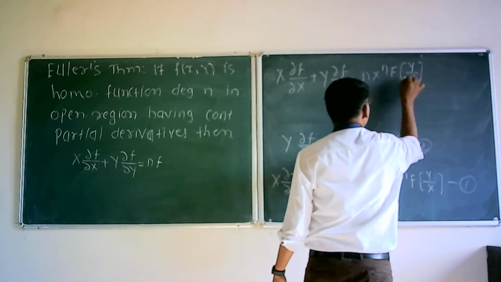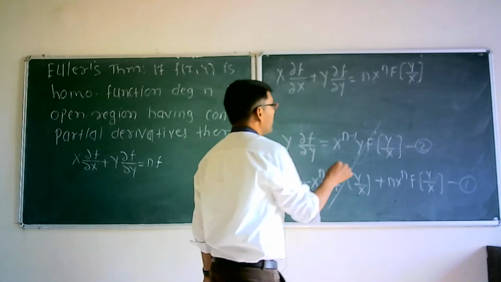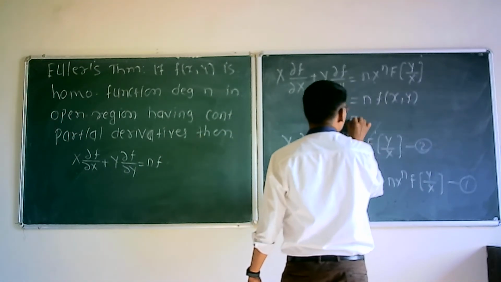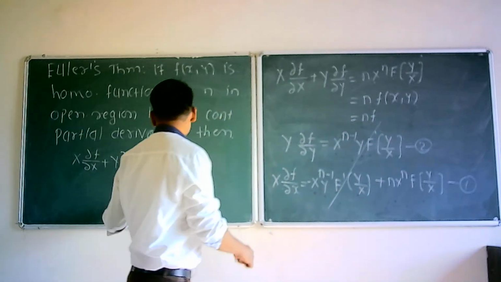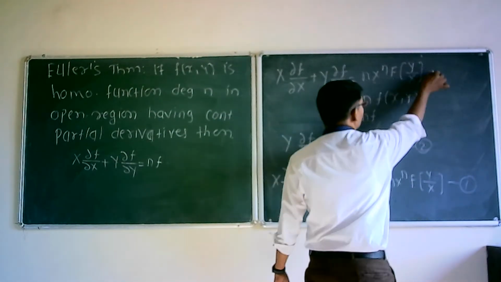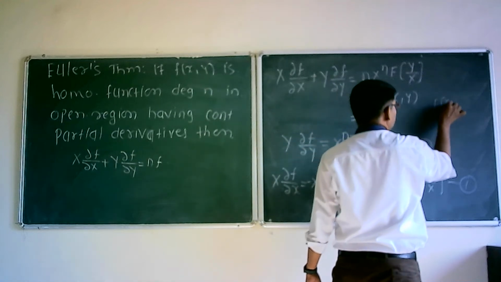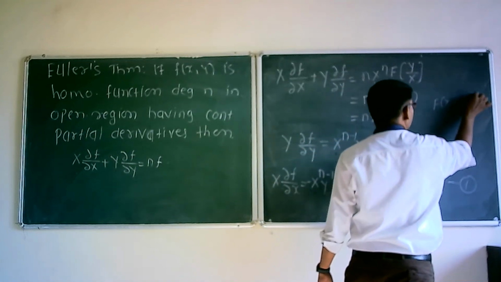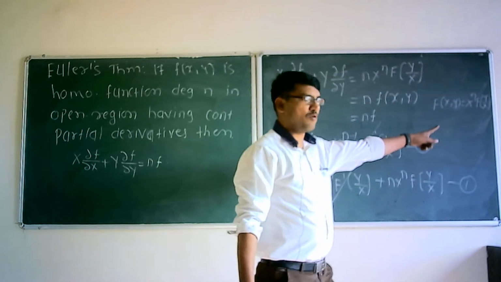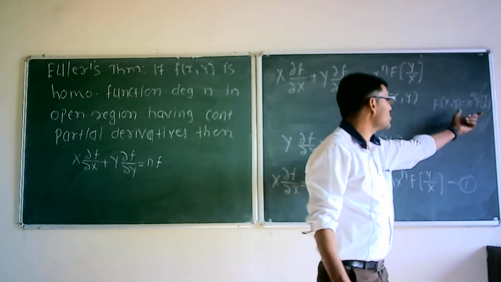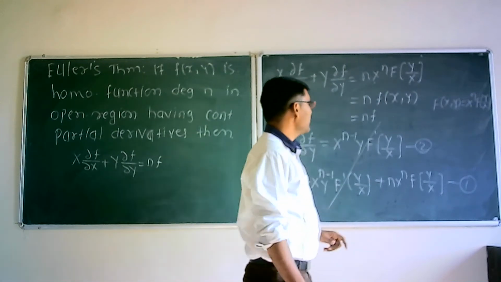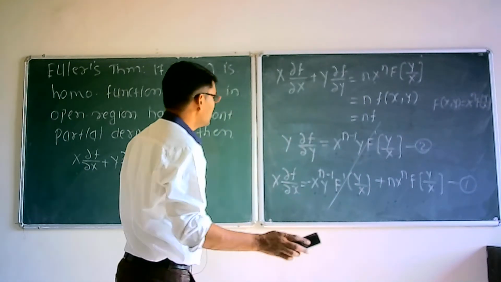But what is x raised to n f of y by x? It is our f of xy, and therefore it is equal to n f, and that is what we want to show here. Since it is a homogeneous function, at the first stage we write our f of xy as x raised to n capital F of y by x. Therefore x raised to n F of y by x is equal to f of xy, and this is what Euler theorem says.